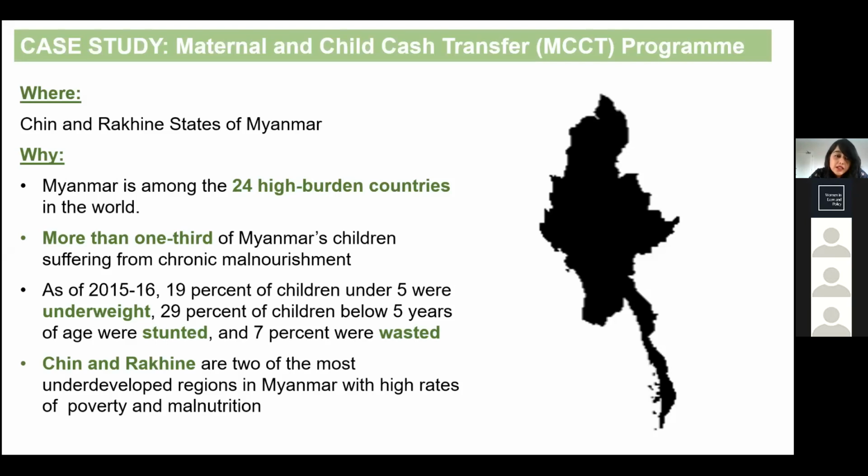More than 1/3 of Myanmar's children suffer from chronic malnutrition. And as of 2015-16, 19% of children under the age of 5 were underweight, 29% were stunted, and 7% were wasted. And why we talk about Chin and Rakhine is that they are two of the most underdeveloped regions of Myanmar with very high rates of poverty and malnutrition. And that is where our program is based. And that is what we will be discussing through different stages of the evaluation process over the next hour or so.